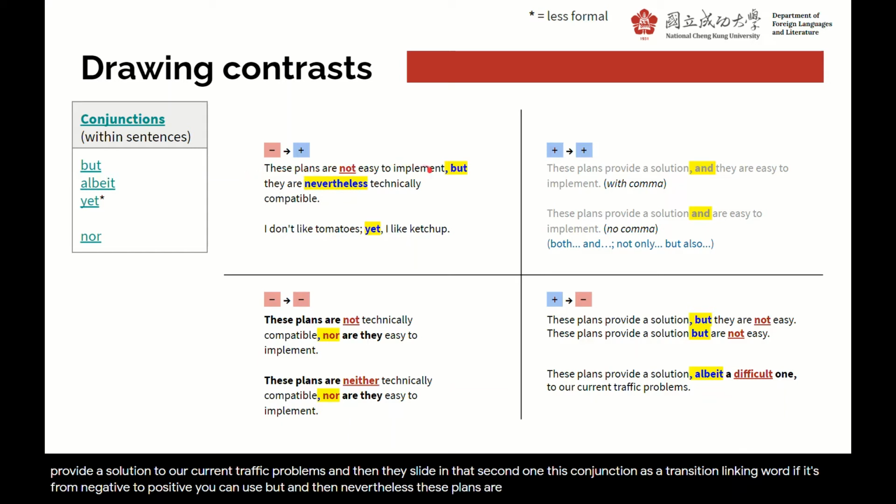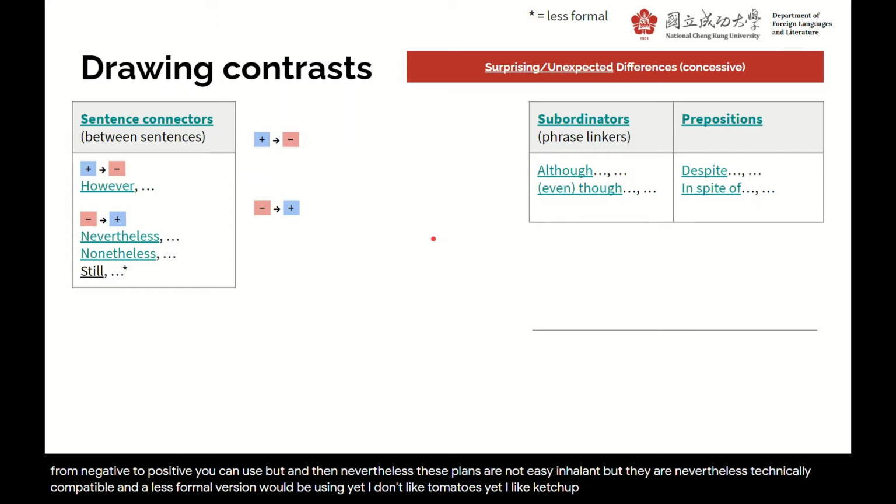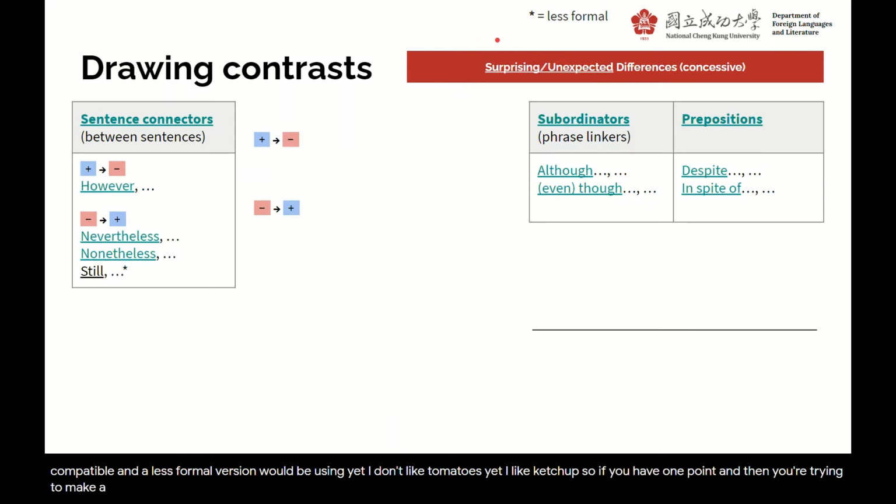These plans are not easy to implement, but they are nevertheless technically compatible. And a less formal version would be using yet. I don't like tomatoes, yet I like ketchup. So if you have one point and then you're trying to make a second point that is somewhat surprising or unexpected in what it says, you can use these sentence connectors.